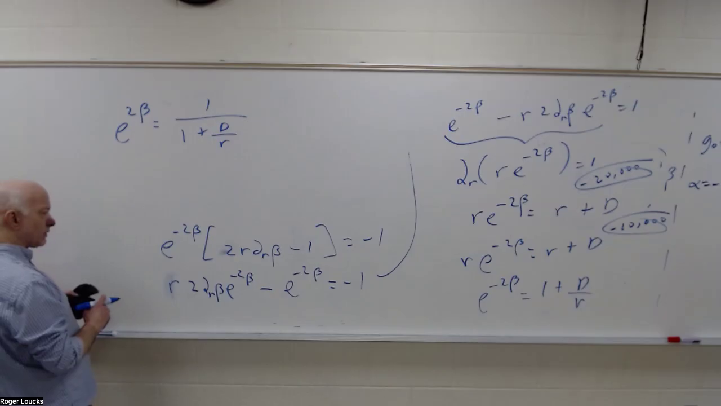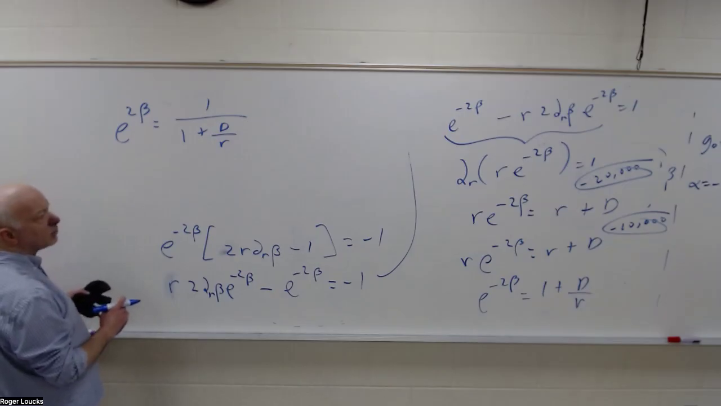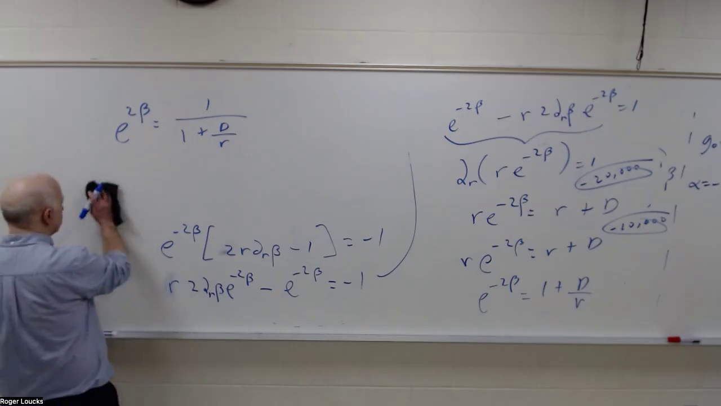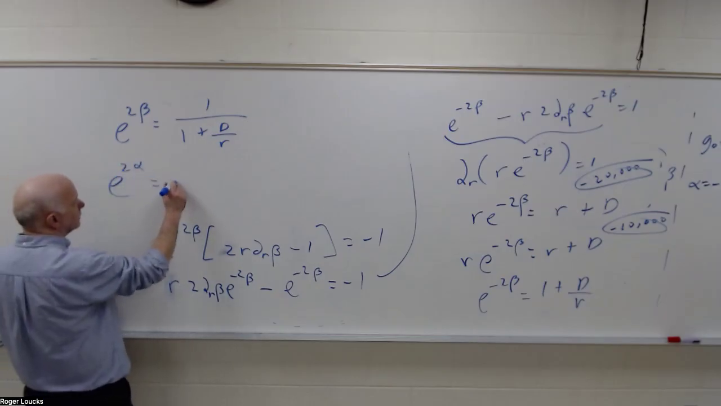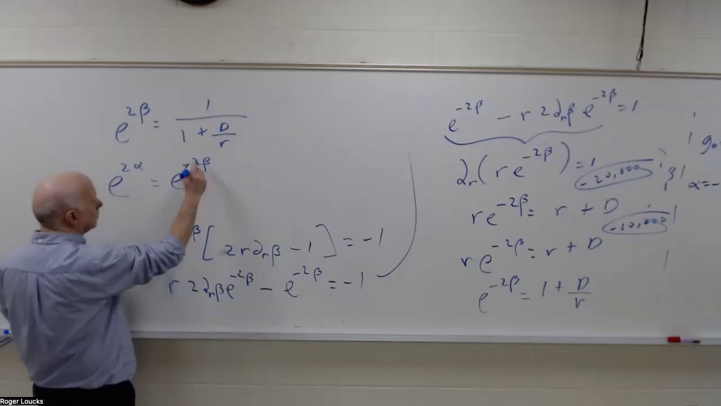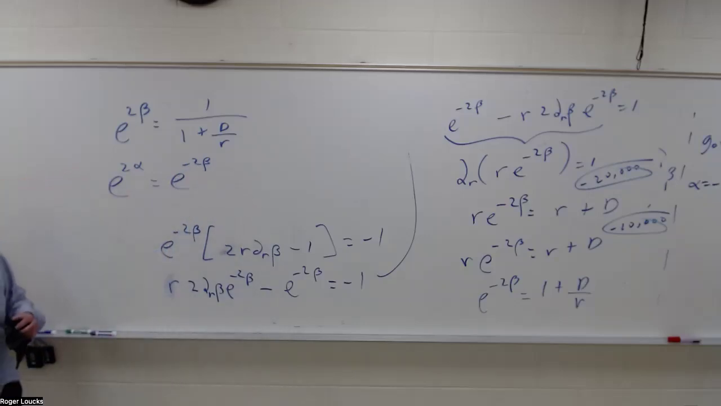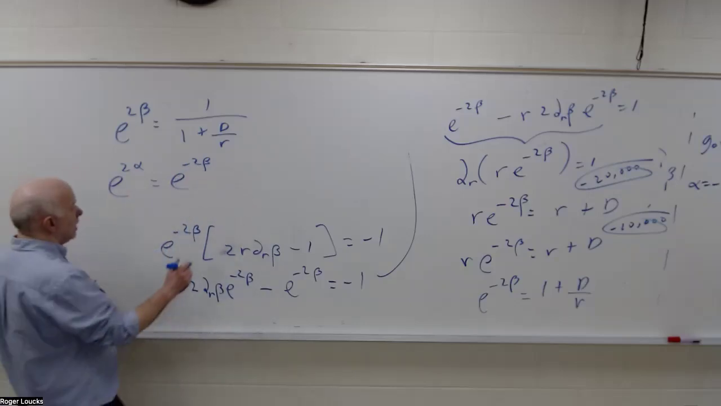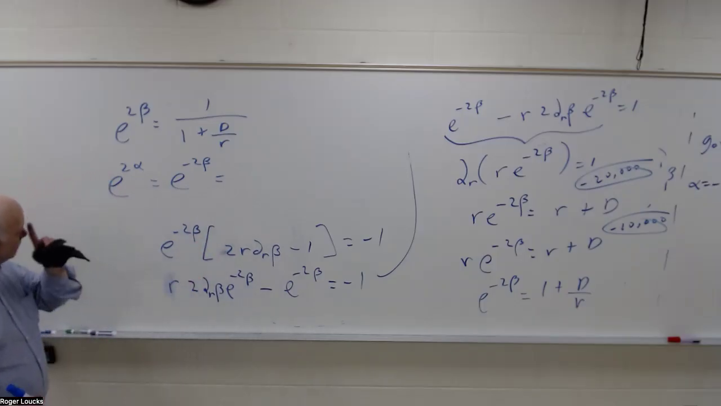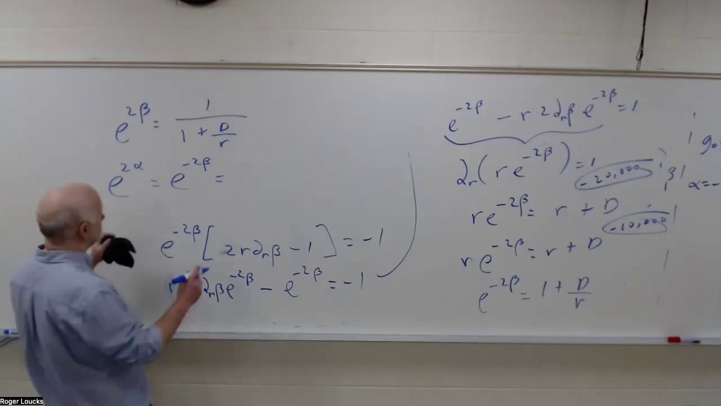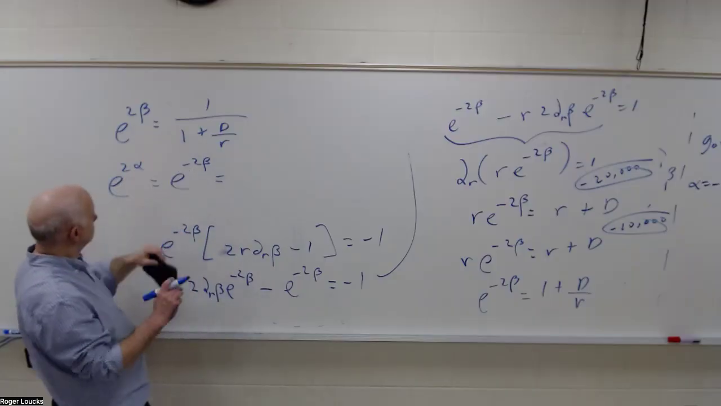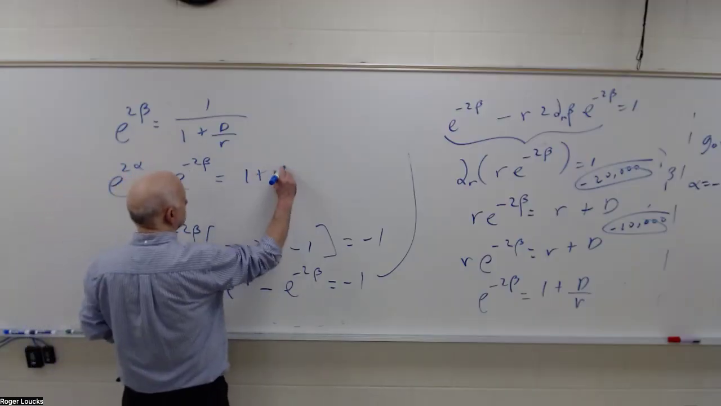Actually, no, I think I want to write it the other way. We'll go back to there. So what do we know about e to the 2 alpha here? e to the 2 alpha is e to the minus 2 beta, right? And so what does that give me then? That gives me that e to the 2 alpha is just the reciprocal, the flip of that guy, and it's going to be the 1 plus d.